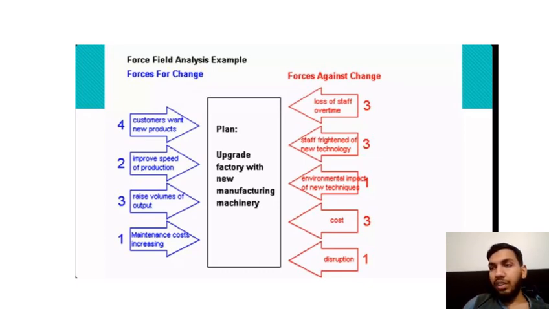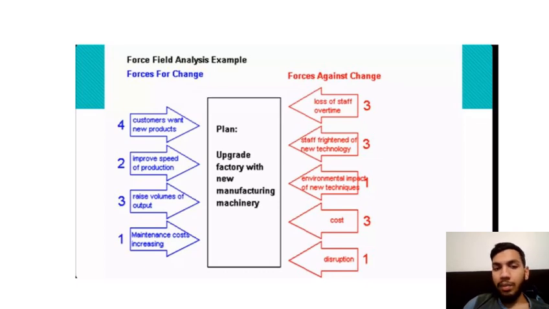So by disruption, it means the labor cost will be high because we need to train labor how to use the new equipment, and this will also increase the cost of that particular machinery. On the second step for the change, it says improve speed of production. Yes, it will improve the speed of production, but at the same time it works against us, because it will increase our labor cost and other things as well.